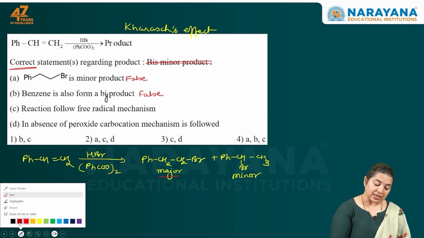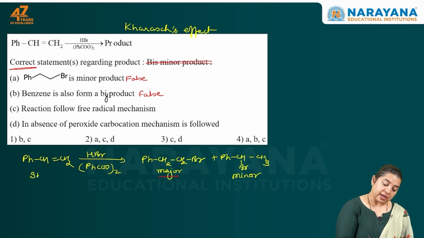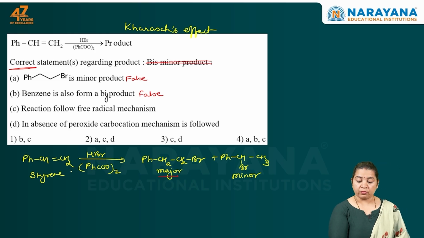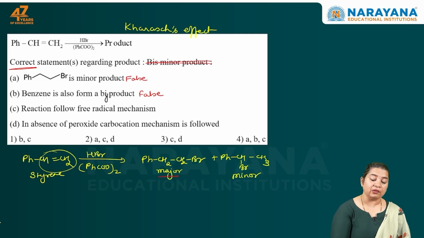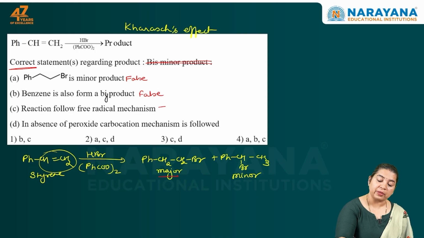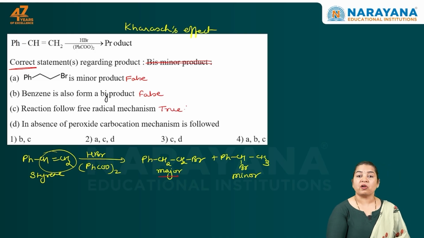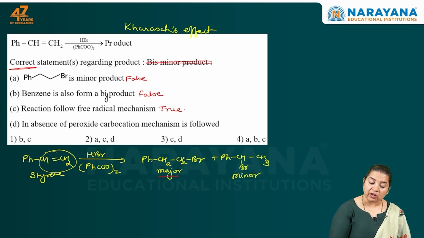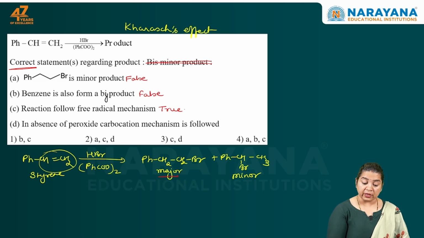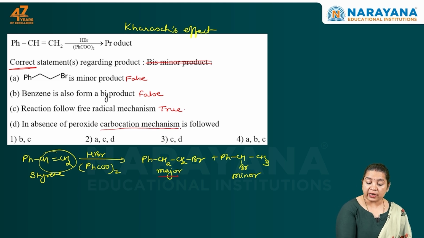What they have started the reaction with is styrene. So if there would have been any other product formation, how would this entire ethyl group wipe off? So this is not at all a possible option. The reaction follows a free radical mechanism, yes, because the peroxide effect follows a free radical addition mechanism. In the absence of peroxide, what happens? Then the carbocation mechanism is followed, certainly that is also true.